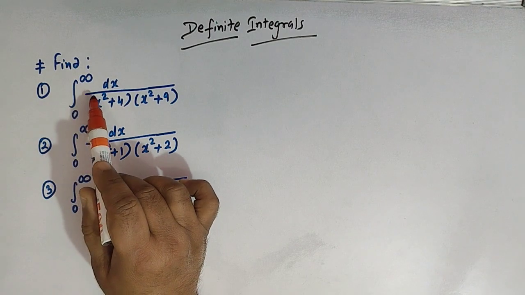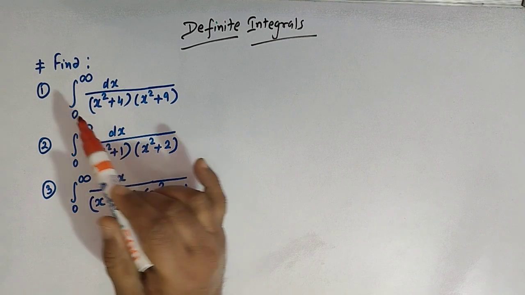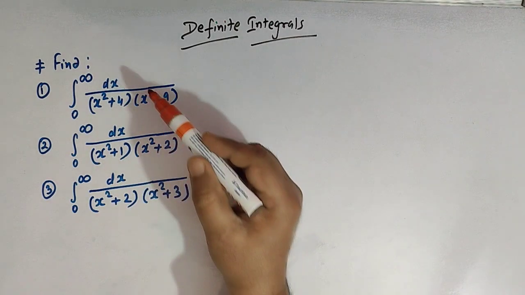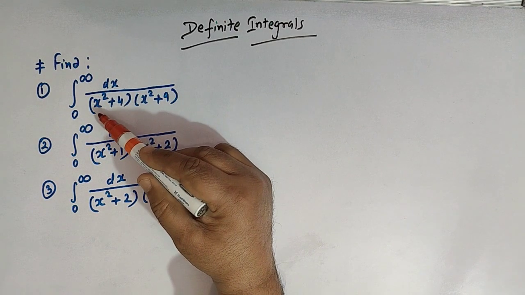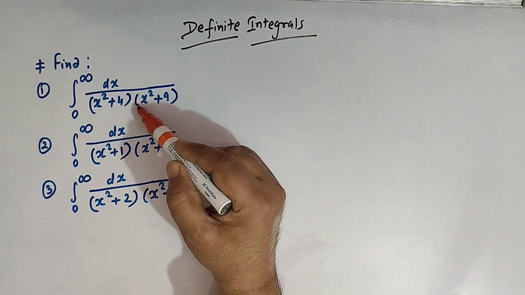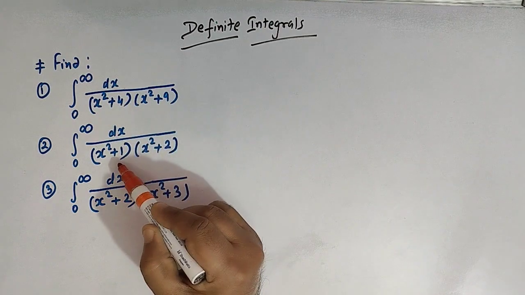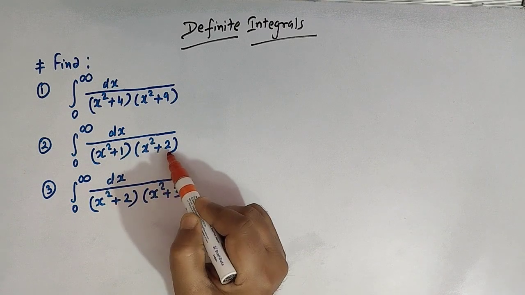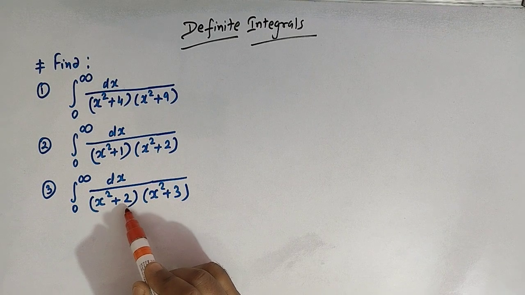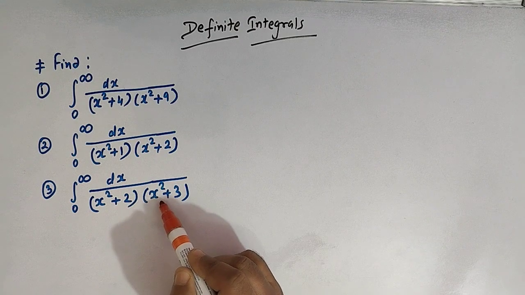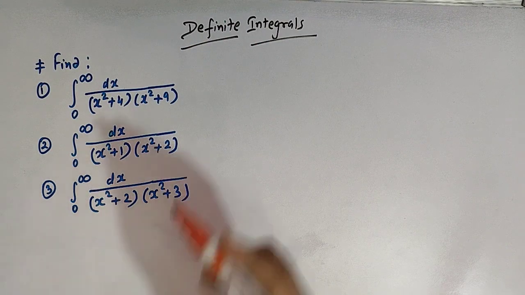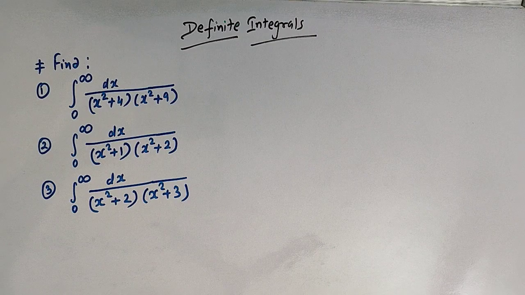In all of these three integrals, the limits are from 0 to infinity. The integrand is 1 over (x square plus 4) times (x square plus 9). And here we have 1 over (x square plus 1) times (x square plus 2). And here we have 1 over (x square plus 2) times (x square plus 3). So we see a sort of similarity in these three integrals.